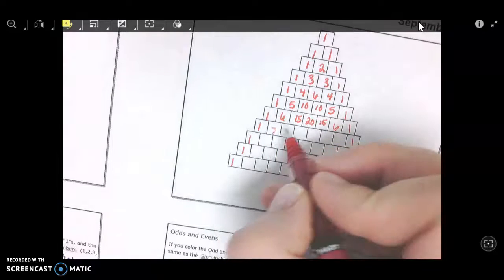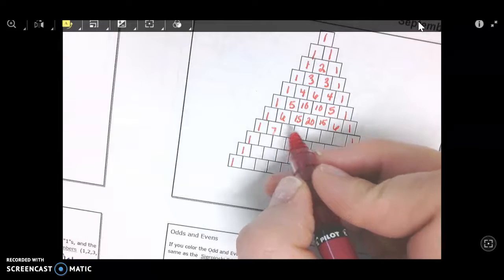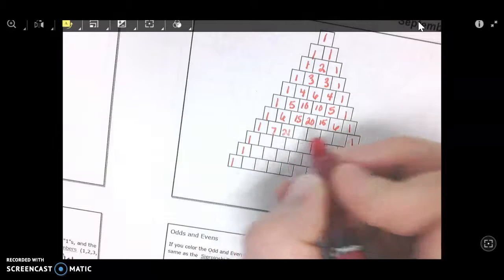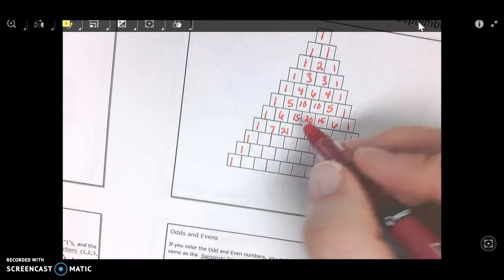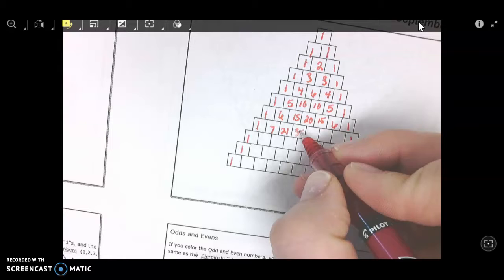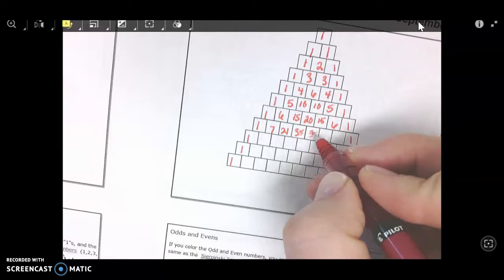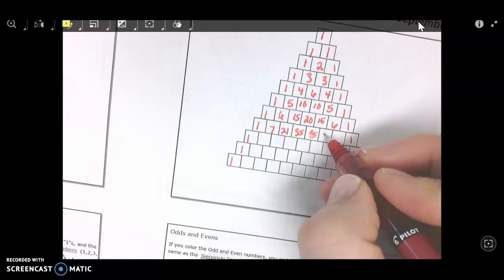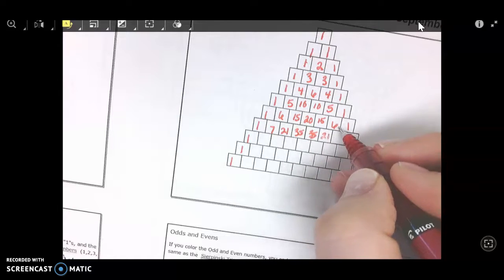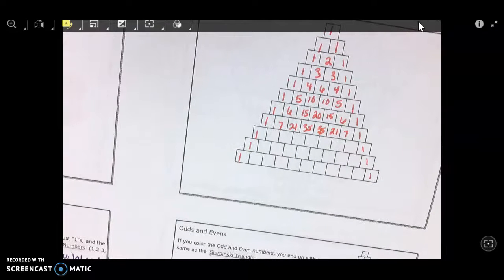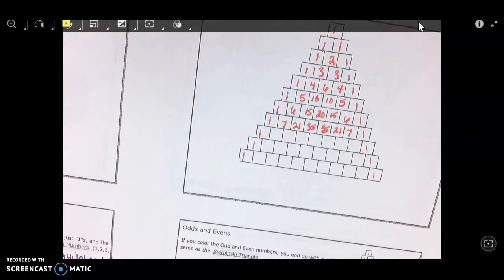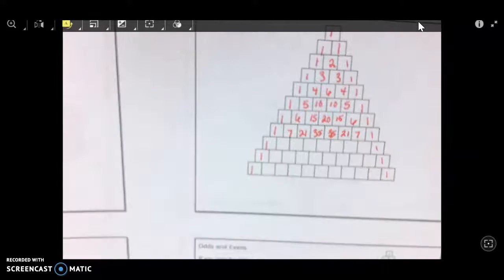1 plus 6 is 7. 6 plus 15 is 21. And then 15 plus 20 is 35. 20 plus 15 is 35. 15 plus 6 is 21. 6 plus 1 is 7. It just goes on and on. That pattern continues. Okay, so what are some things you may notice?